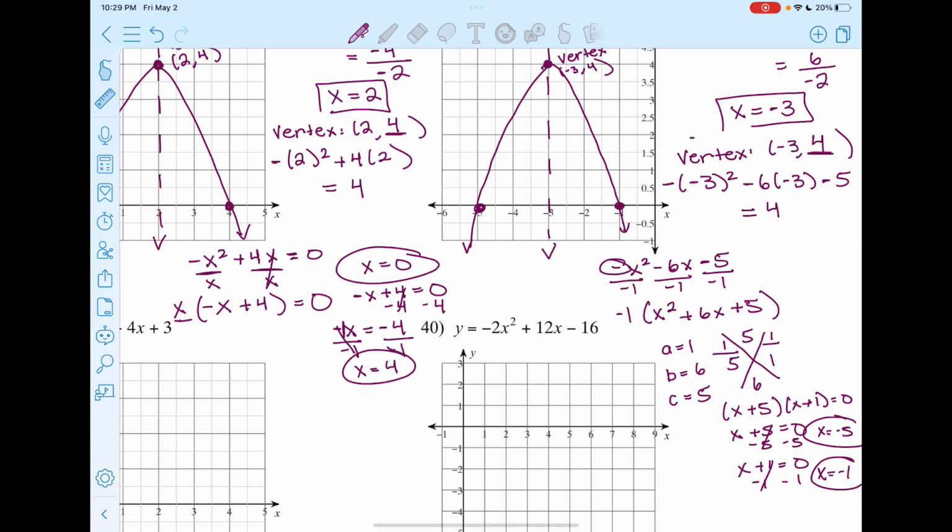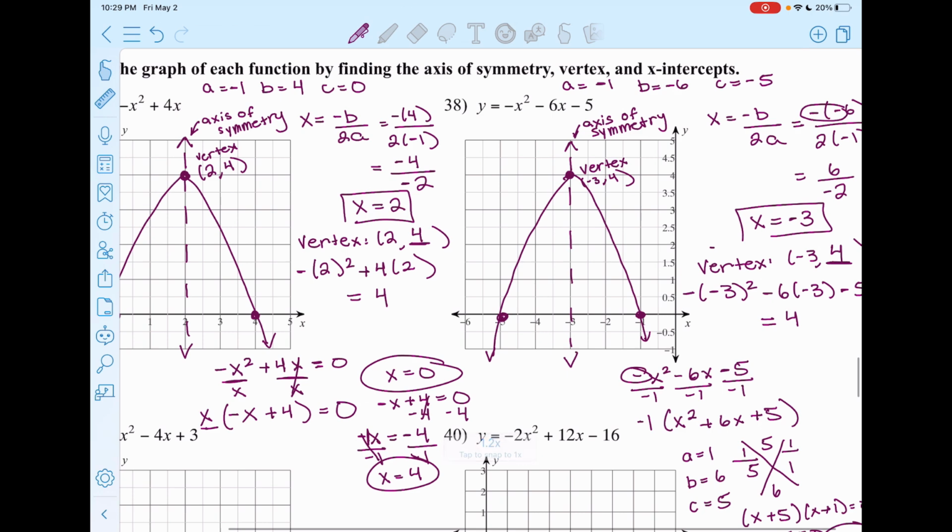So your steps for graphing are: step 1, find your axis of symmetry using that x equals negative b over 2a. Then that also tells you the x value of the vertex, which you then plug into your function to find your y value, and then you factor to find your x-intercepts.